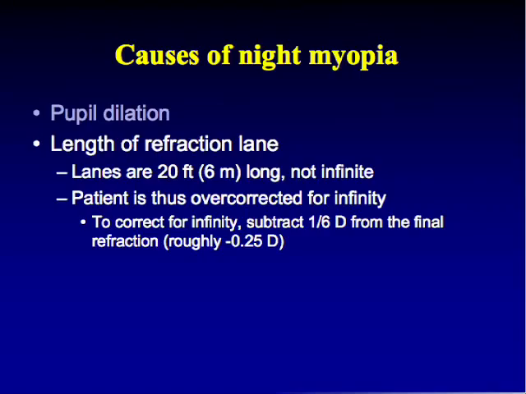When we refract a patient, it's in a 20-foot long lane indoors, but when they're in a car, they're looking at signs that are 100 feet away or more. And so the patient's not truly corrected for infinity if you refine the refraction in the office. To correct for infinity, you subtract that distance from the end of the exam lane, which is 1/6 of a meter, from the final prescription to put it truly off at infinity. Well, you're not going to subtract 1/6 of a diopter, but you could put an additional minus 0.25 into their glasses.